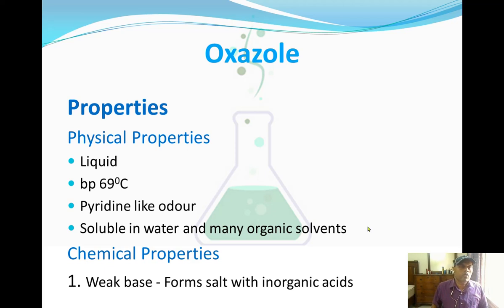Next, we are going to go for properties. The first one is physical properties. It is a liquid with a boiling point of 69 degrees centigrade. It has a pyridine-like odor, and it is soluble in water and many organic solvents like chloroform, ether, and alcohol.